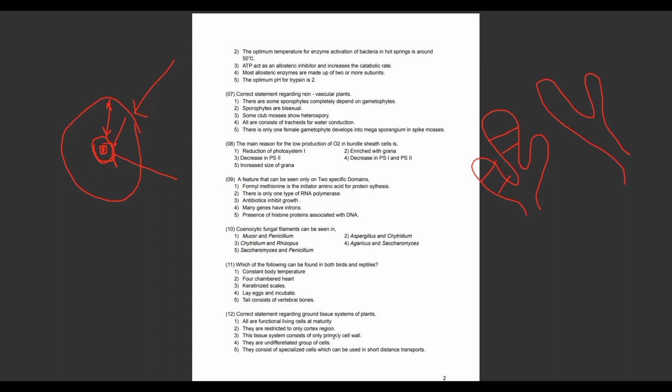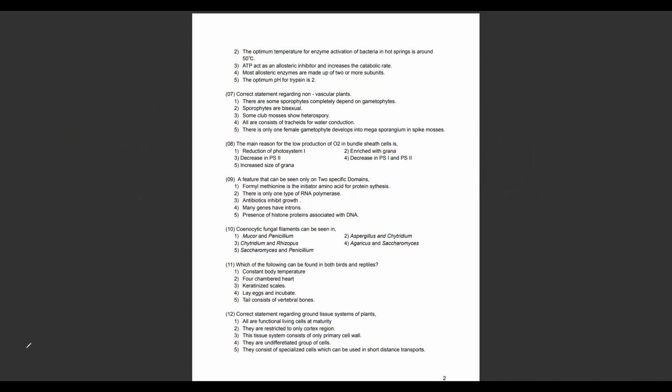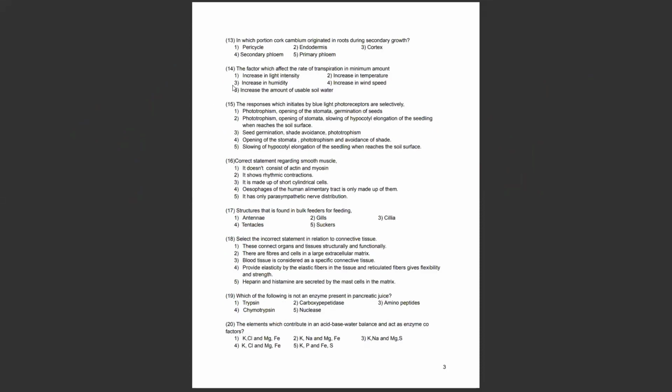They consist of specialized cells which can be used in short distance transport. Yes, that is correct. So for the 12th question, the answer should be 5th answer. Can you understand? Question number 30. In which portion cambium originated in roots during secondary growth? Right? During secondary growth in a dicot root, cambium is formed by the activity of pericycle. Answer should be first answer.